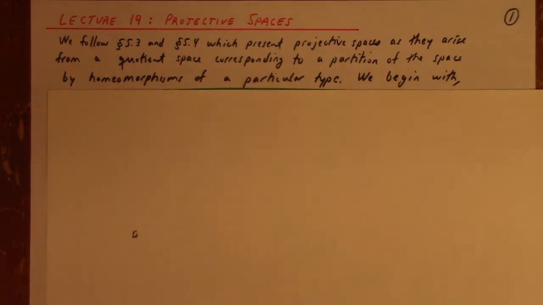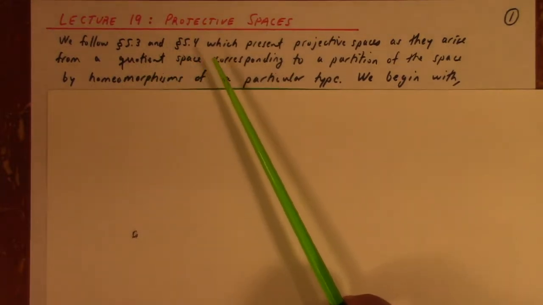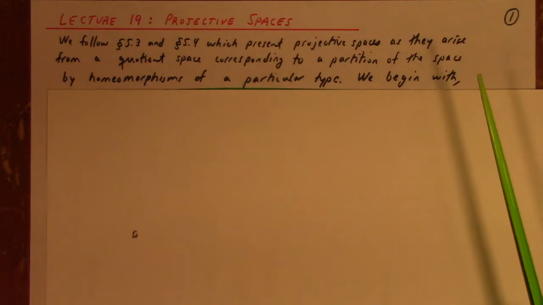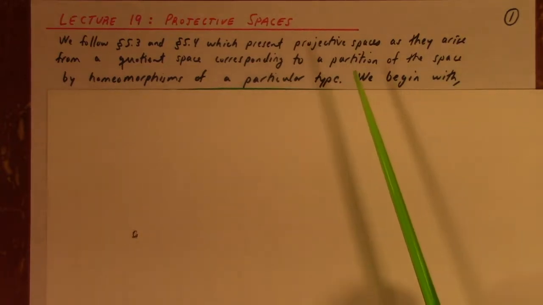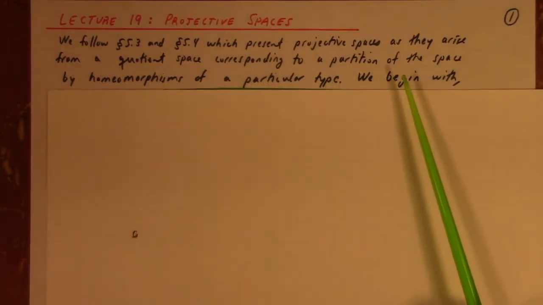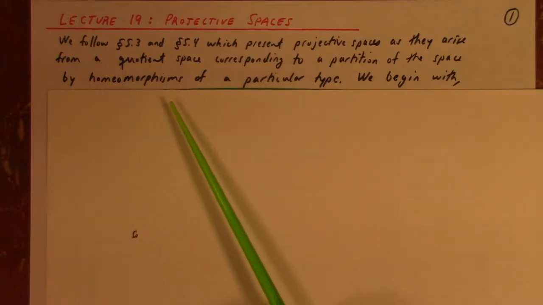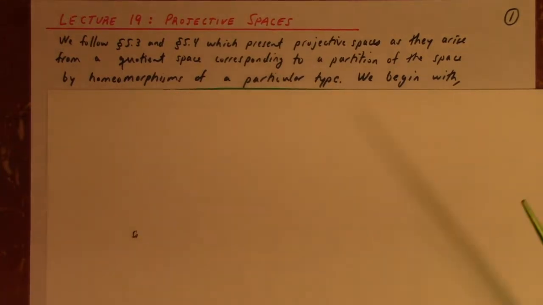Well, welcome to Lecture 19 in Topology. This is on projective spaces. I'm following sections 5.3 and 5.4 of Manetti, which presents projective space as a quotient space corresponding to a particular partition of the space by homeomorphisms of a particular type. So, actually, it does a lot of things.